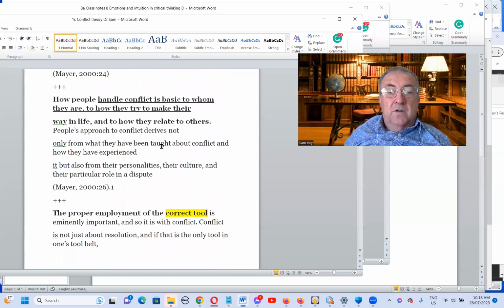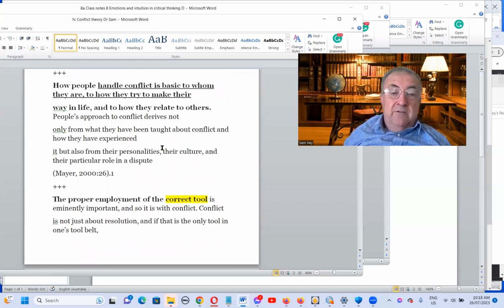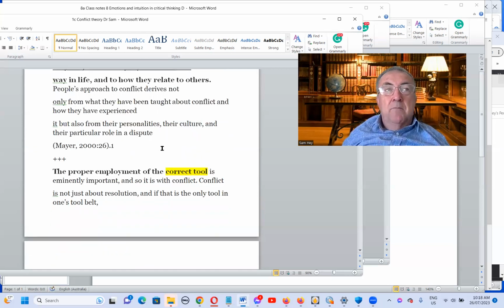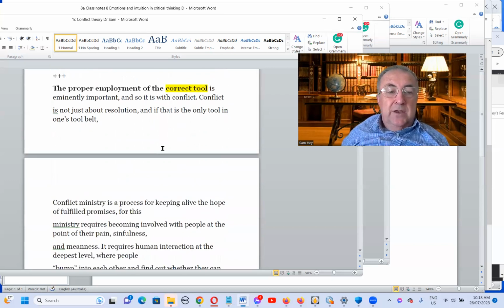And how people handle conflict is basic to who they are, whether they're a listening, caring person who's growing in character, or whether they are a more intuitive person who is acting more quickly without considering different ways in which conflict can be better addressed.